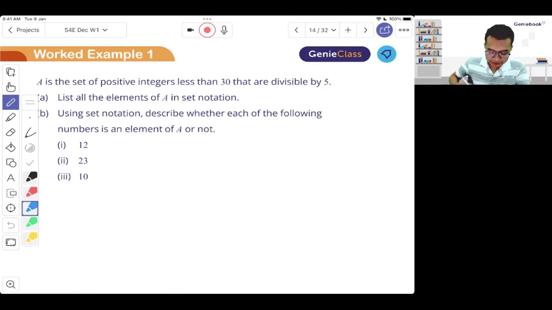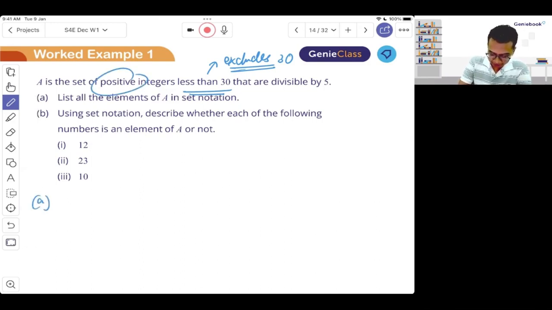In this case, A is a set of positive integers less than 30 that are divisible by 5. Now take note, less than 30, does it include 30? No, it excludes 30. Take note, it excludes 30. And it's positive integers. So let's first start out by listing the elements in set A.